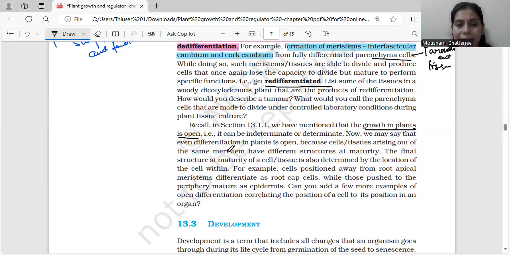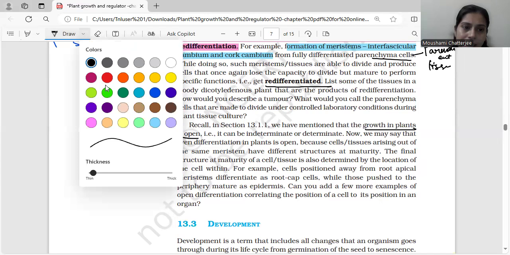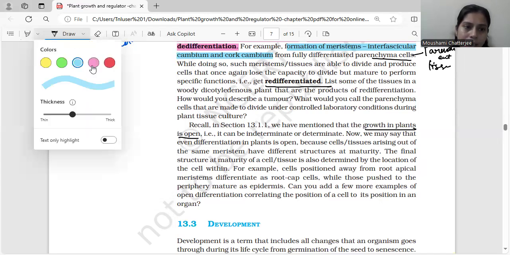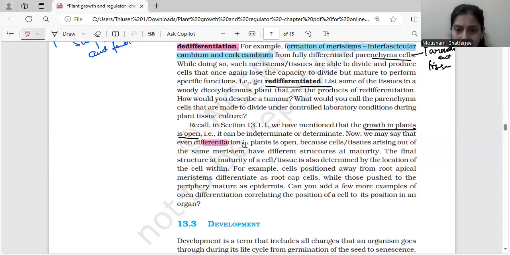We may say that even differentiation in plant is open. Okay, so differentiation in plant can also be said to be open because cells and tissues are arising out of the, so I'll just underline here. So please mark it in your textbook as well, that the differentiation is open in plants, because the cells and the tissues arising from the same meristem have different structures at maturity.